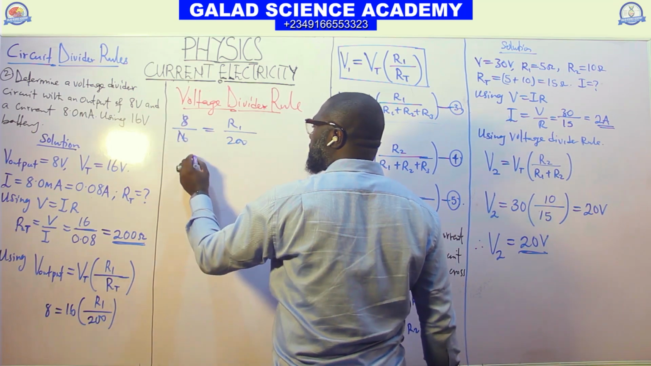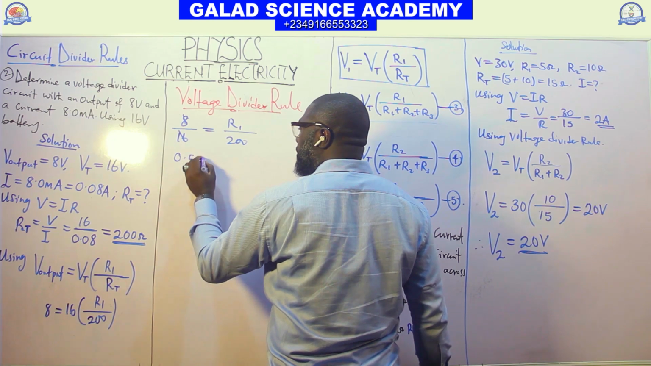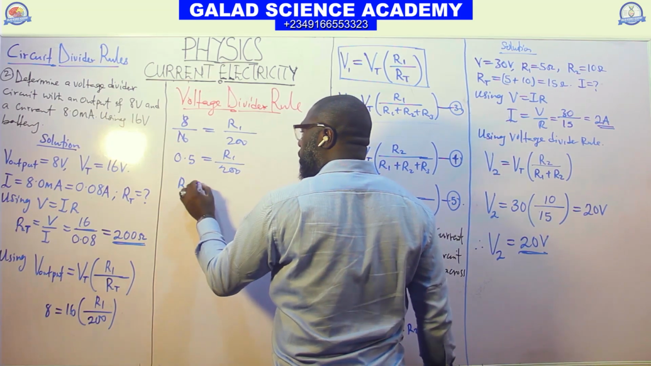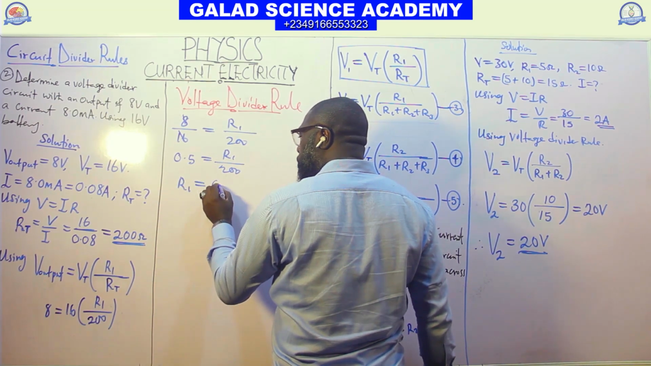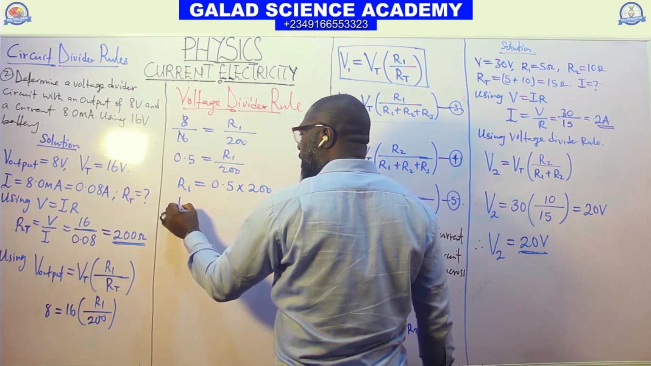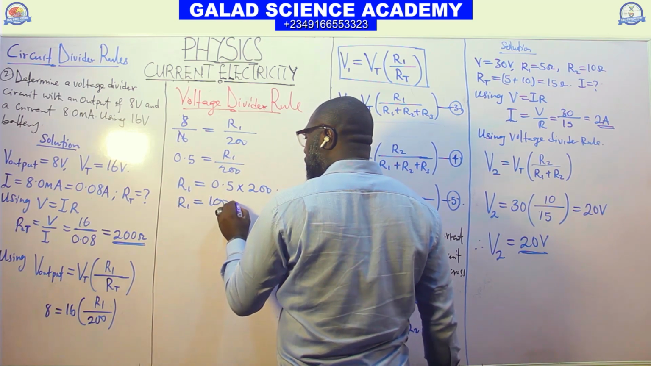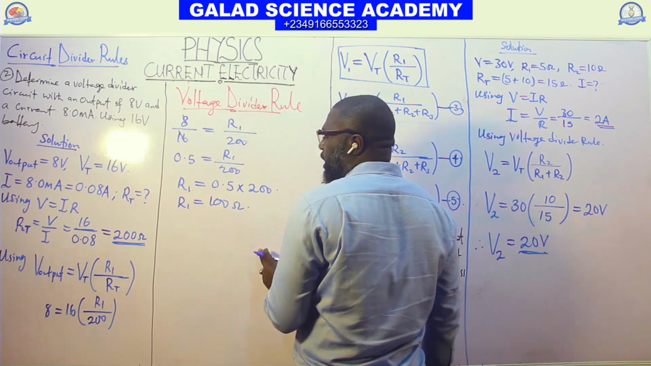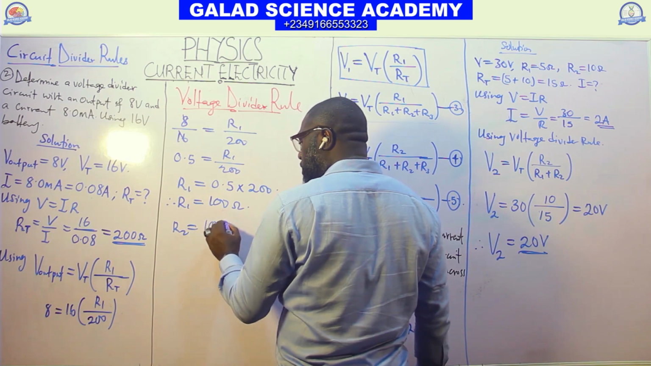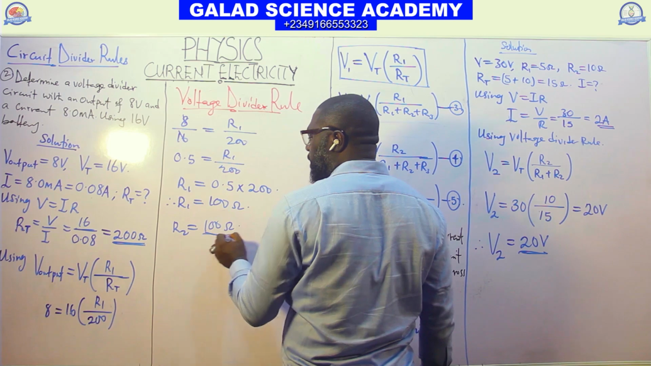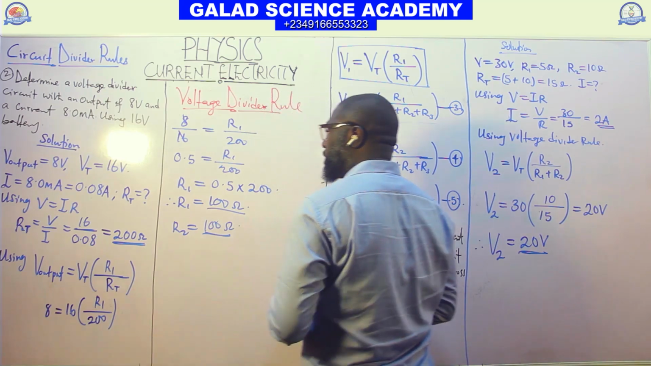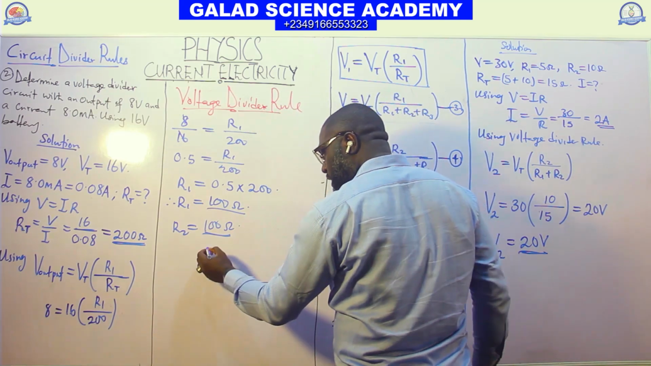Here 8, here 16, we have 0.5 into R1 over 200. Cross multiply, R1 is equal to 0.5 multiplied by 200. Yes, you now have R1 should be 100 ohm. So if R1 is 100 ohm, the R2 will also be 100 ohm because R total is 200.